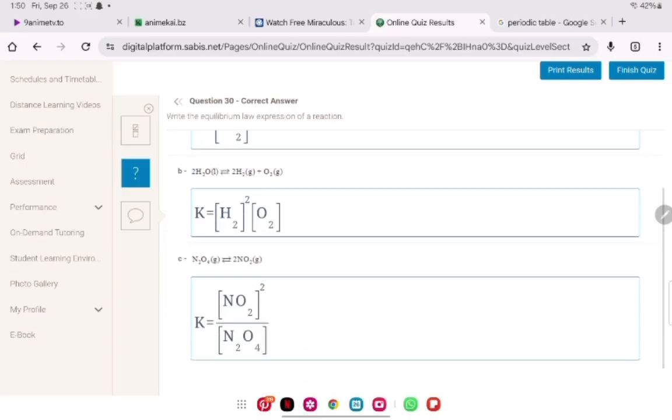And then the last part, they're both gases, so you take them both. You're going to take the products first, so K equals NO2, and then take the number in front and put it on top as an exponent, and then over N2O4. That's it.